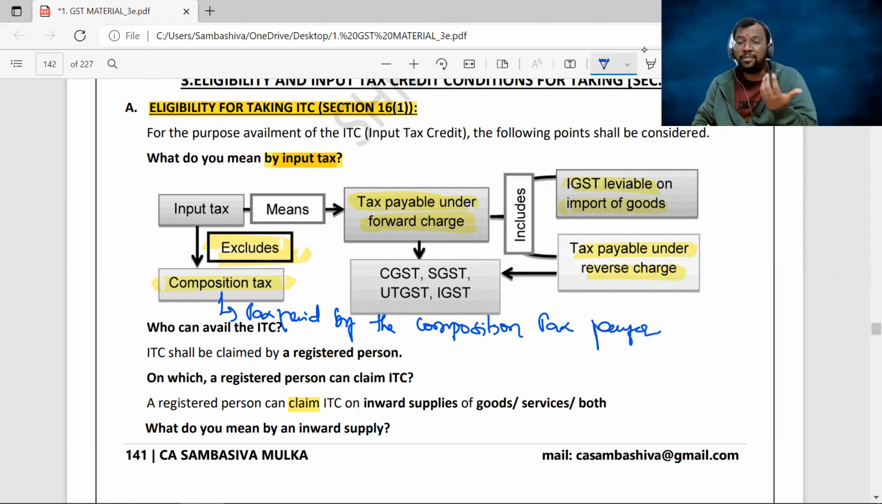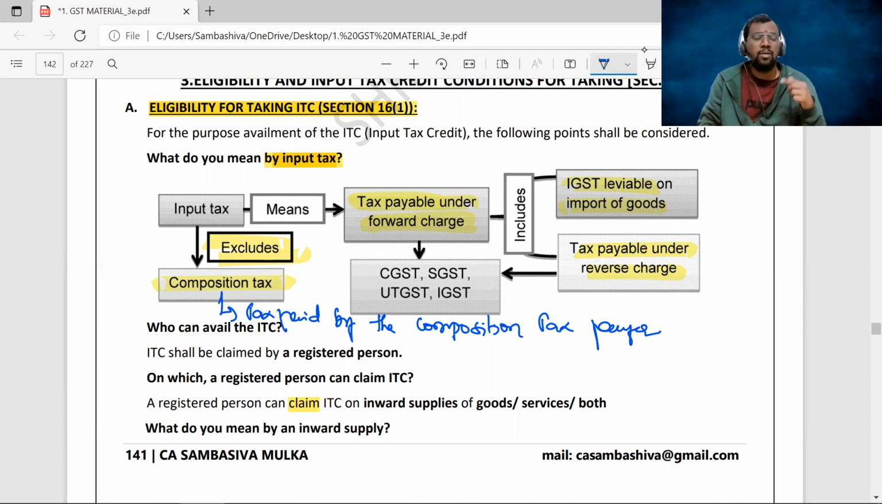So when you opt for the composition scheme or optional rate scheme, whatever taxes are paid by you are not eligible for input tax credit. We have already studied this in chapter number 3, Levy of GST. We studied the composition scheme, and the major drawback of the composition scheme is that those who opt for it are not eligible for input tax credit.